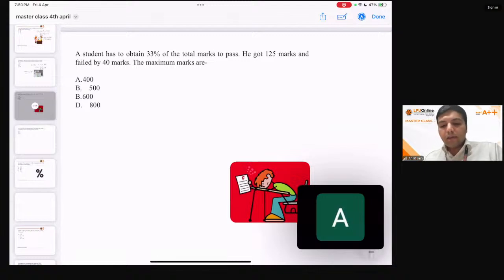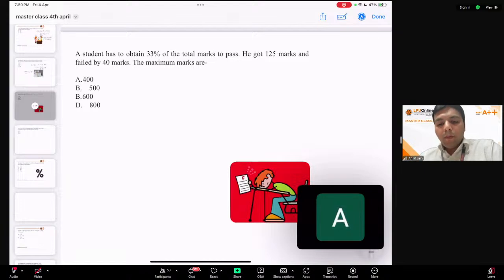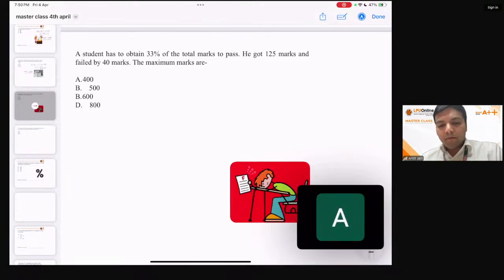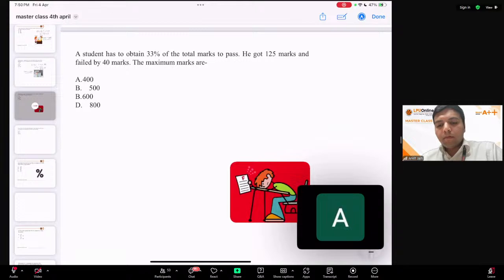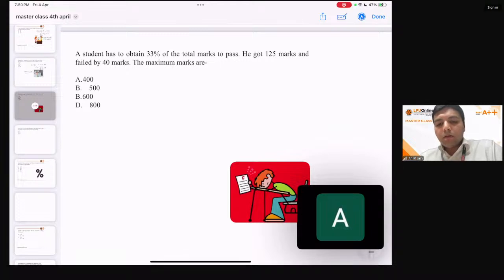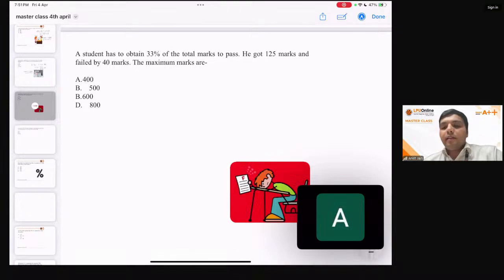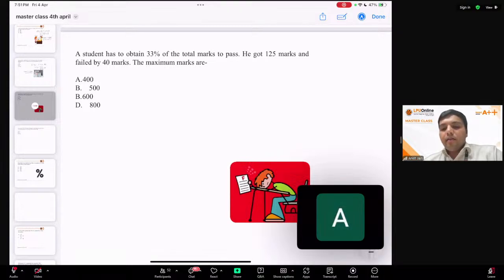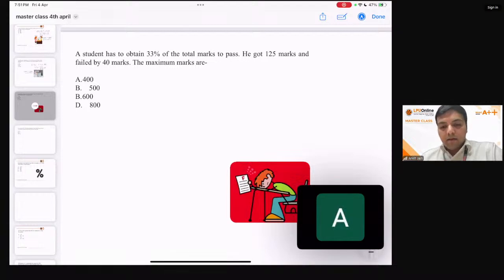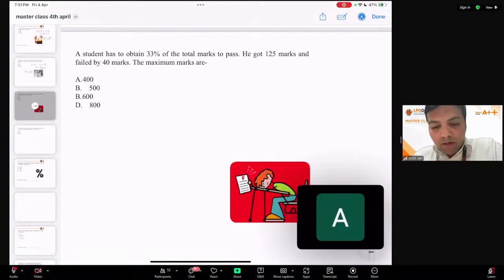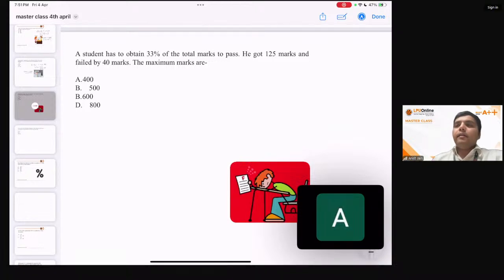Yes. What is the answer? Hurry up. He got 125 marks and failed by 40 marks. It means the passing marks is 125 plus 40. Yes. Binay, Kavitri, very good. Jyoti, right answer, 500. Yes.